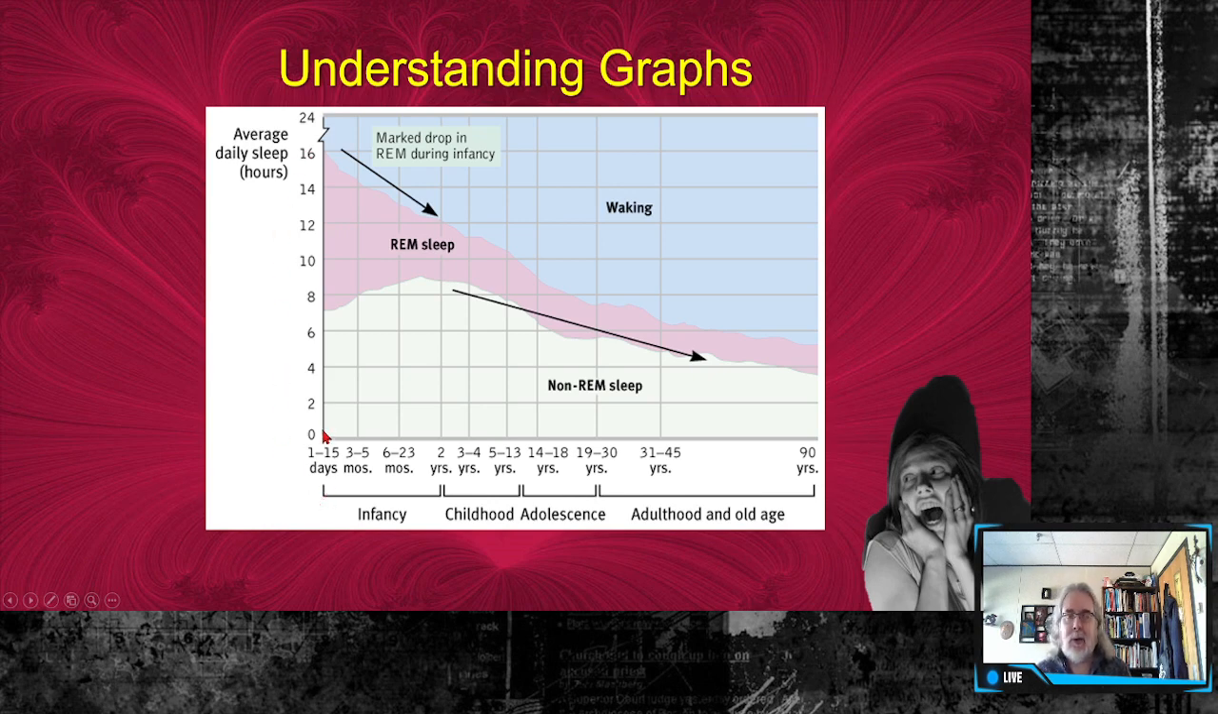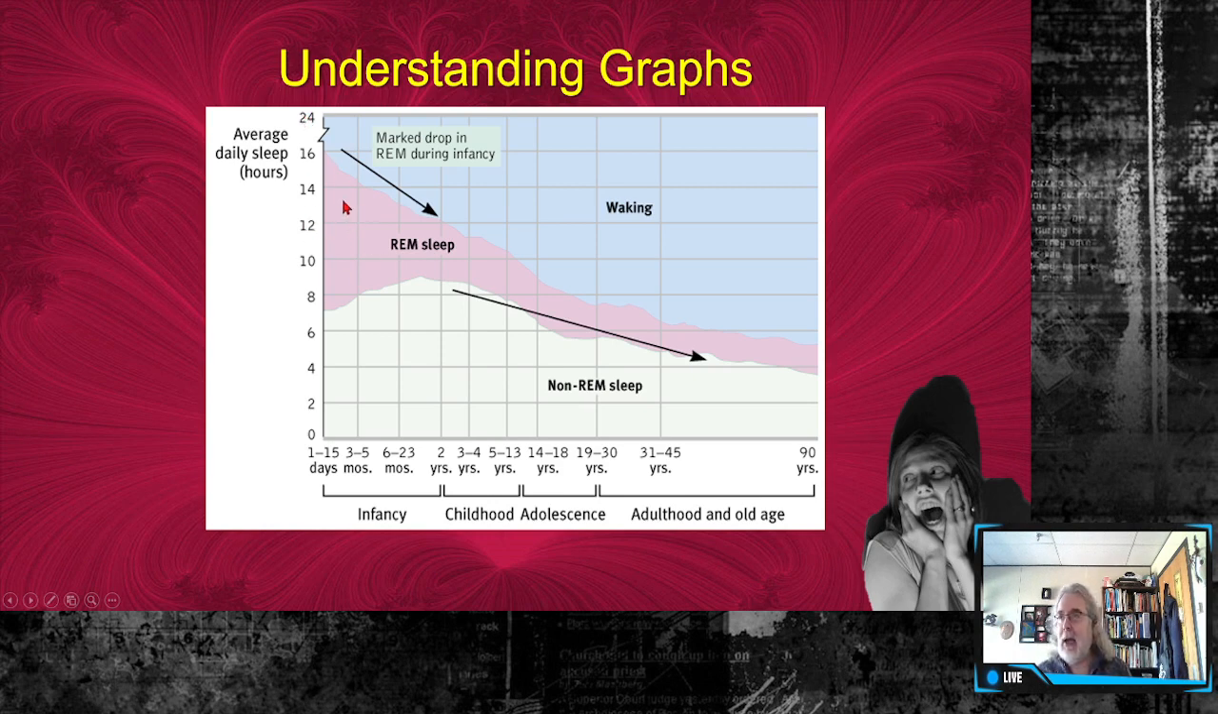So the first thing we're going to look at is, we know that this graph is talking about sleep, and it's looking at sleep across the lifespan, because we have a section over here for infancy, one for childhood, one for adolescence, and one for adulthood and old age. We also see it's looking at how many hours a person sleeps during the day. As we can see, it goes clear up to 24, because obviously there's 24 hours in a day.